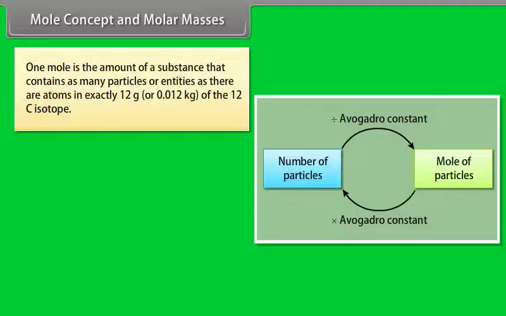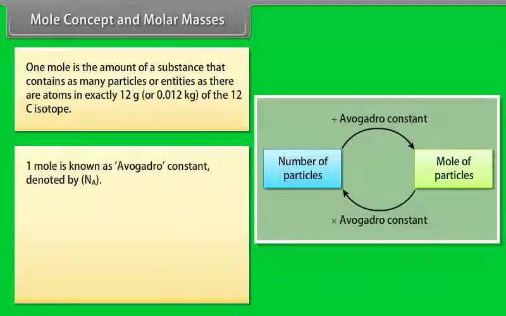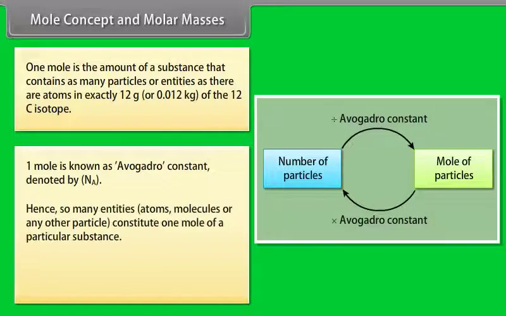Mole concept and molar masses. 1 mole is the amount of a substance that contains as many particles or entities as there are atoms in exactly 12 gram or 0.012 kg of the carbon-12 isotope. This number is known as Avogadro constant, denoted by NA. Hence, so many entities, atoms, molecules or any other particle constitute 1 mole of a particular substance.